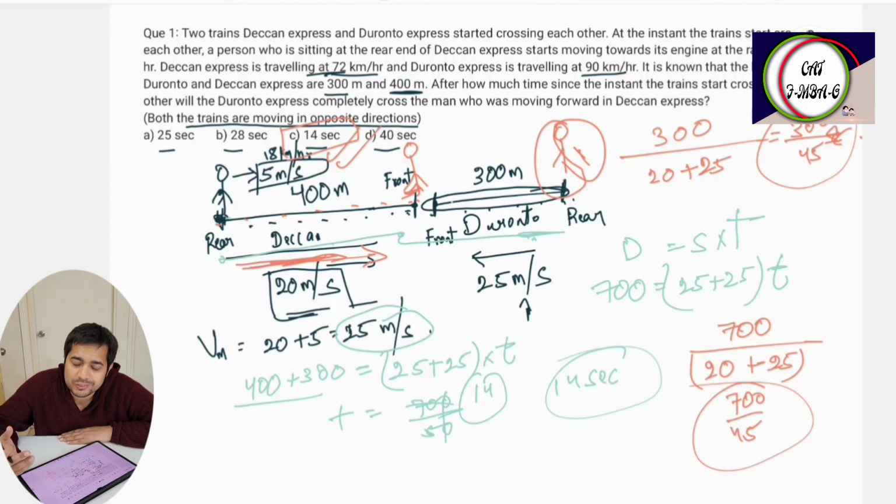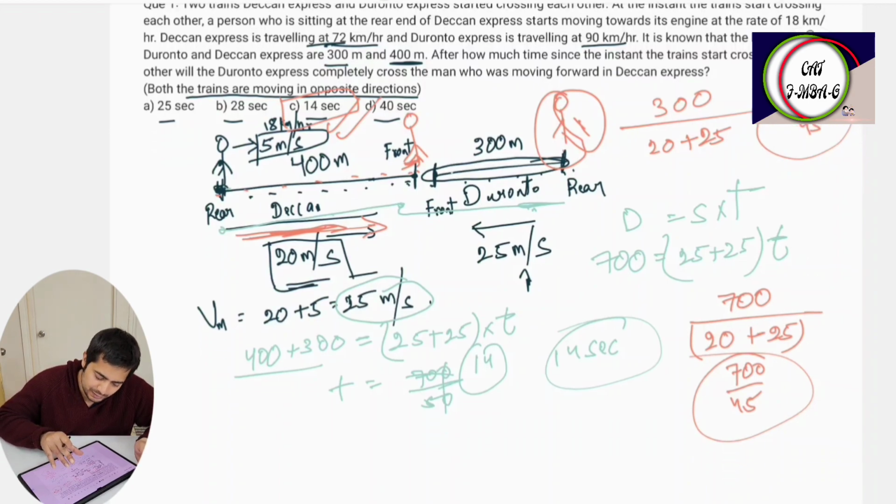So let's move ahead to the next question. And these are typically one of the hardest questions. If you are able to solve these questions, you can solve any other question of relative velocity. Let's see question number 2.